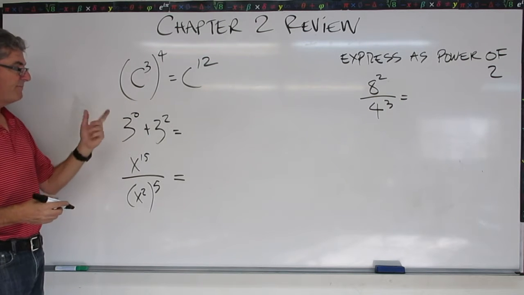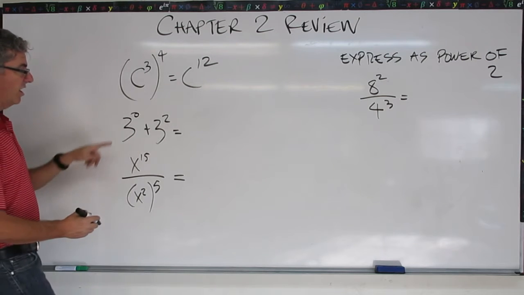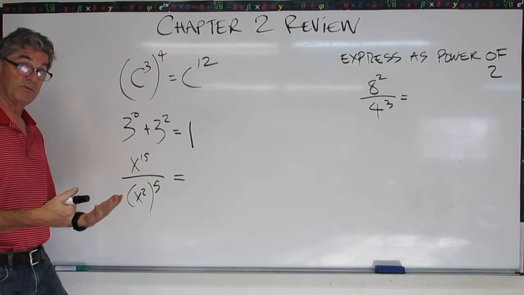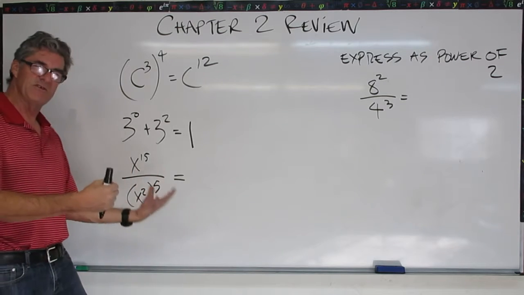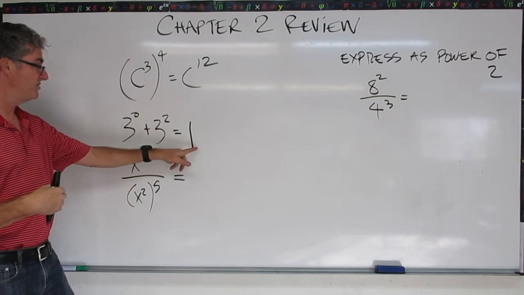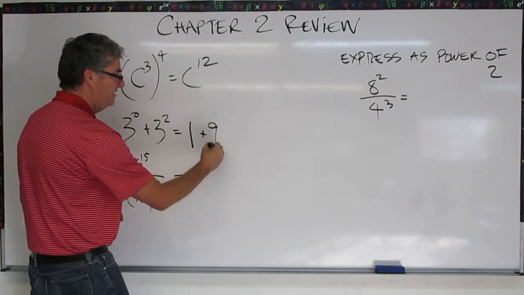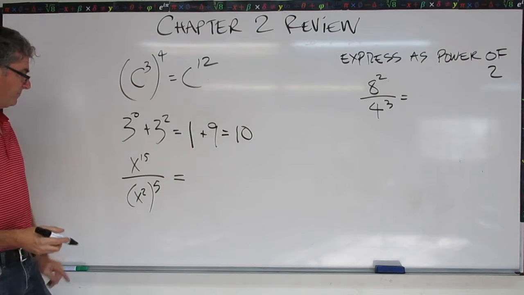Okay, now we have addition. We're not going to multiply powers, but what we are going to do here is we're going to figure out what these things are. 3 to the 0 is just 1. Remember, that's the 0 power rule. Anything to the 0 power, I don't care how simple or complicated or big or small, anything to the 0 power is just 1, plus 3 squared, well that's just 9, so that's going to give us 10. So the answer to this one is just 10.